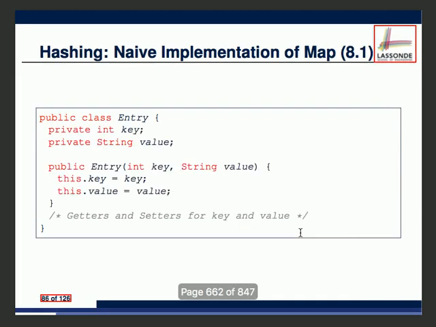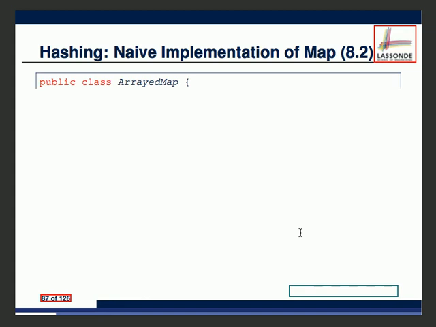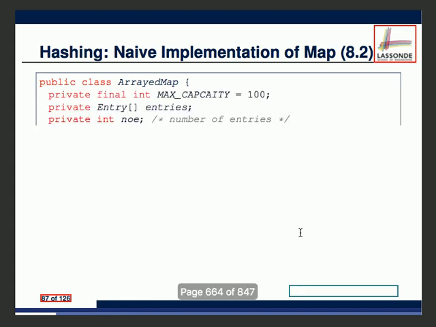Now let's see the ArrayMap. That's a critical class. Remember what I said before. As a good practice, I simply say the maximum capacity is a final, a constant, which is 100 at the moment, right? And then there are 2 attributes there. One is called entries, the other one is NOE. No surprise, right? 2 attributes there.